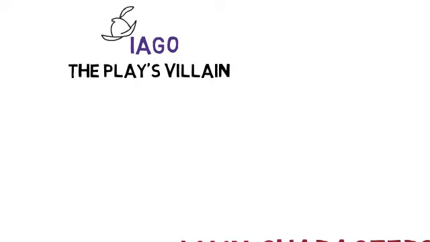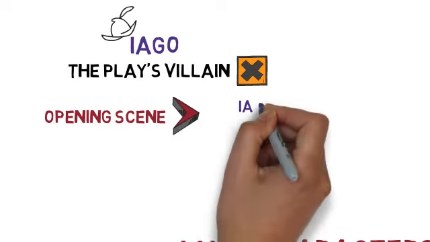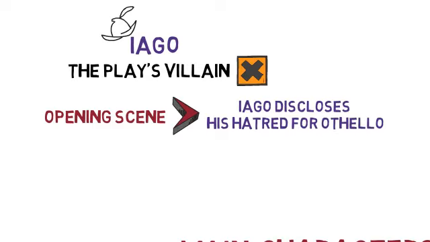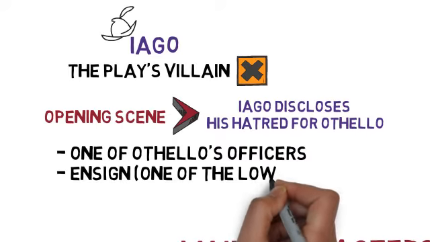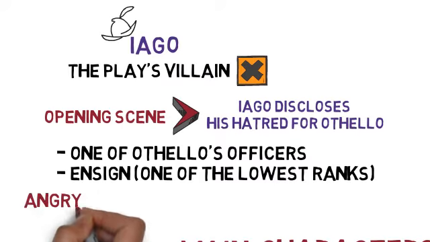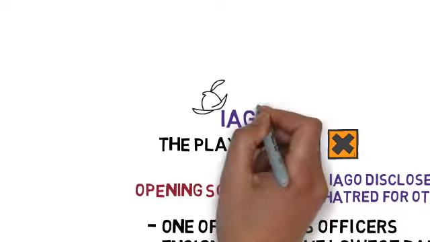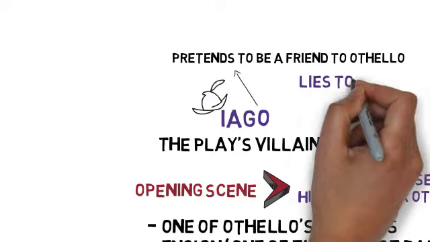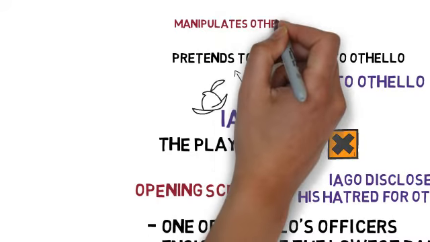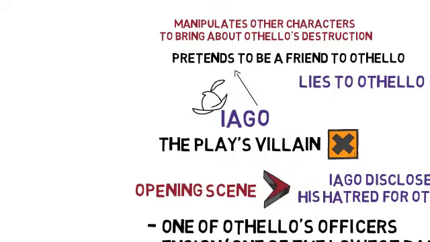Right, now we've got Iago. This is the play's villain. In the opening scene, Iago discloses his hatred for Othello straight away. He's one of Othello's officers, an ensign, which is one of the lowest ranks of officer. He's angry that Othello has promoted Cassio, another officer, instead of him. Throughout the play, Iago pretends to be a friend to Othello, all the time lying to him and manipulating other characters to ultimately bring about Othello's destruction.